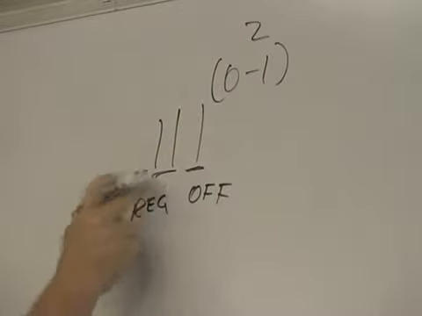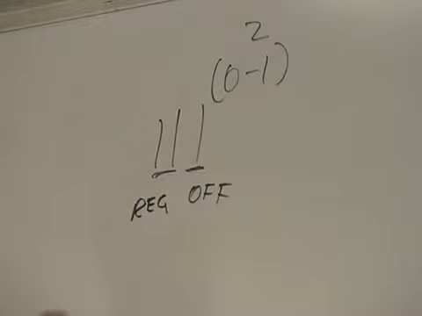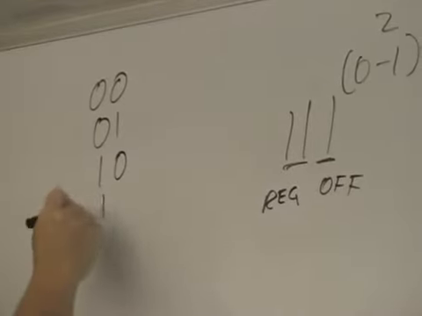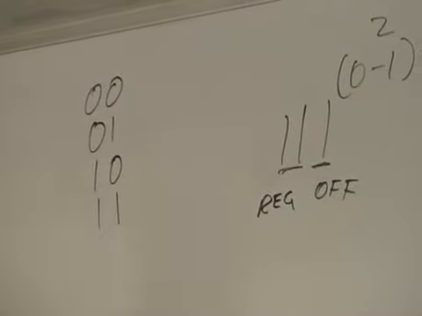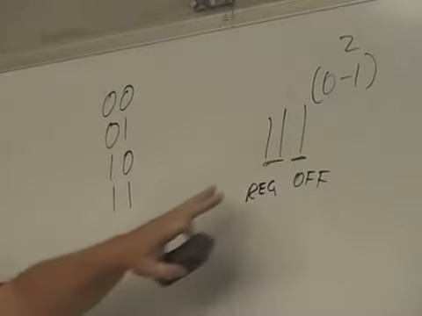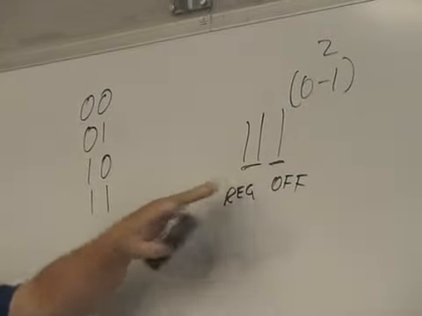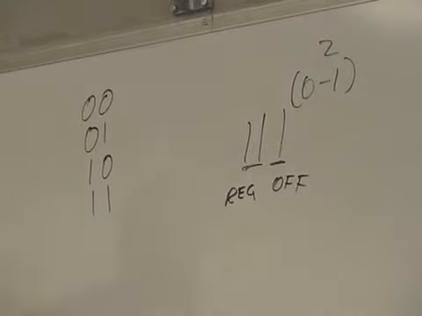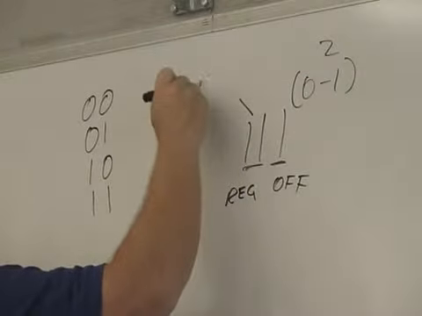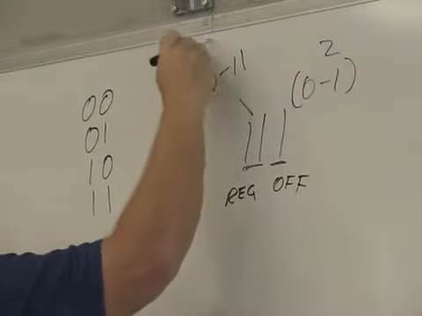And what can this be? 4. How many? 4, right? Why? Because what are the combinations of 2 binary bits? It can be 0, 0, 0, 1, 1, 0, or 1, 1. Those are the only possible 4 combinations of 2 binary bits for a total of 4, right? So you can have 0, 0 through 1, 1, which is 4.